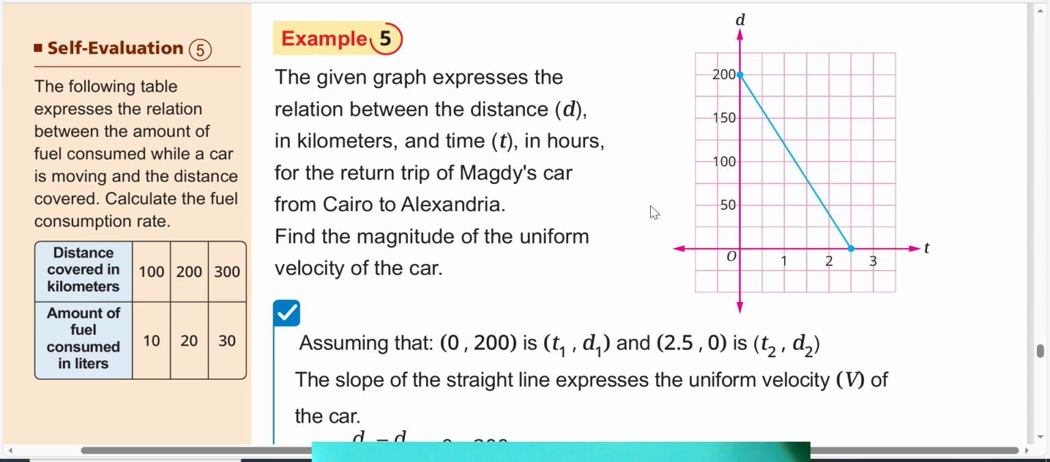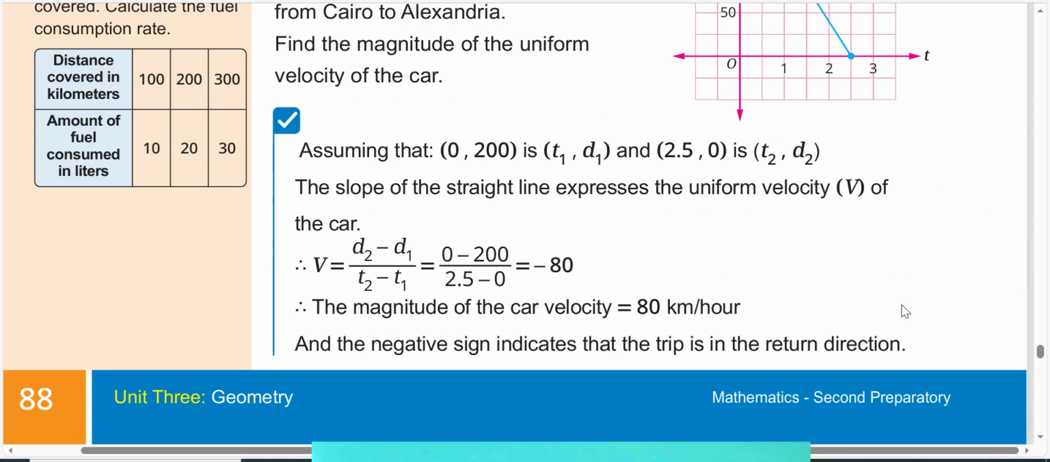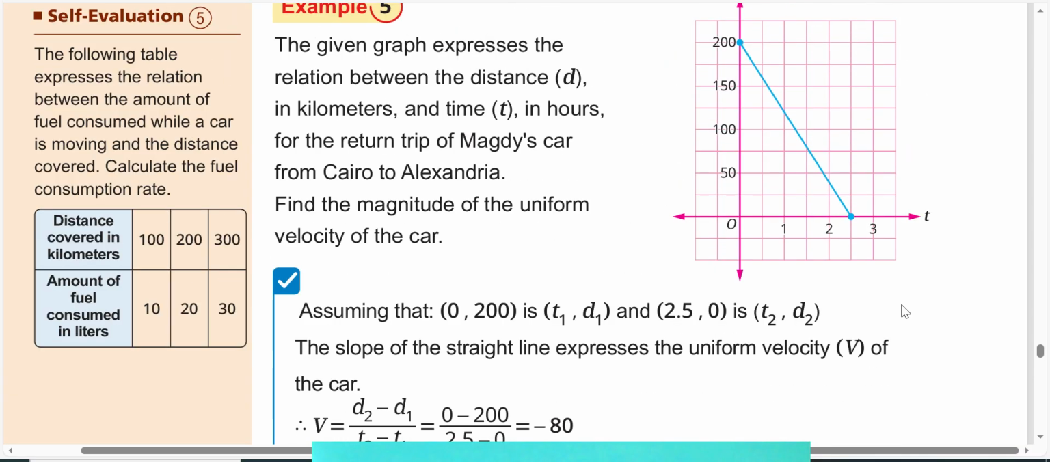The given graph expresses the relation between the distance in kilometers and the time in hours for the motion of Magdi's car. You can use this example to find the slope. Easy question. It's decreasing because the slope makes this angle with the x-axis.